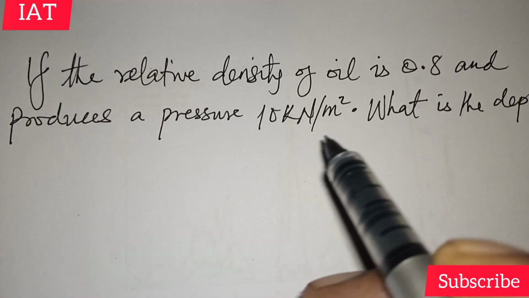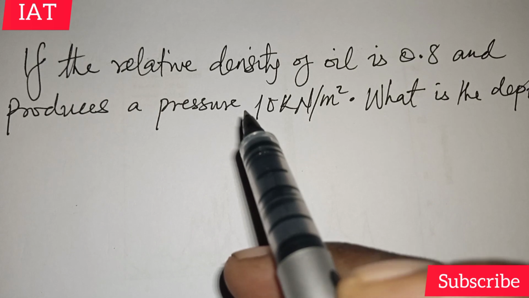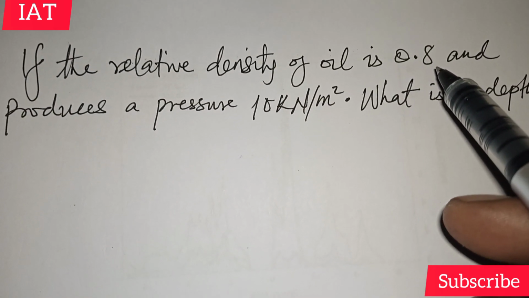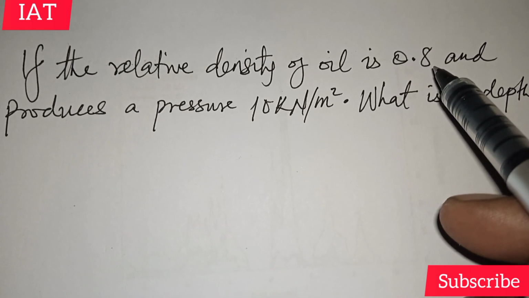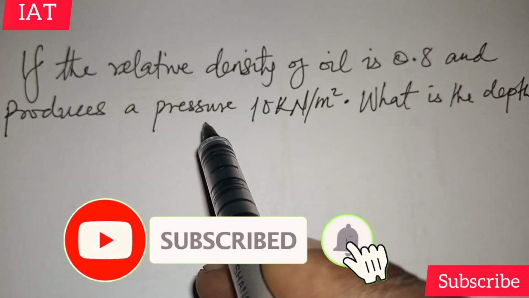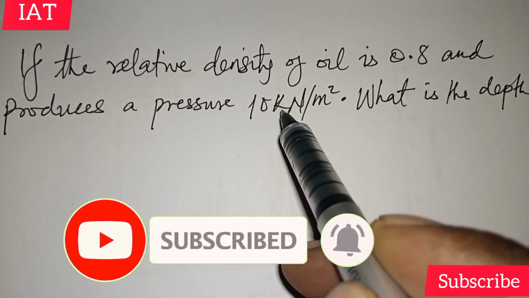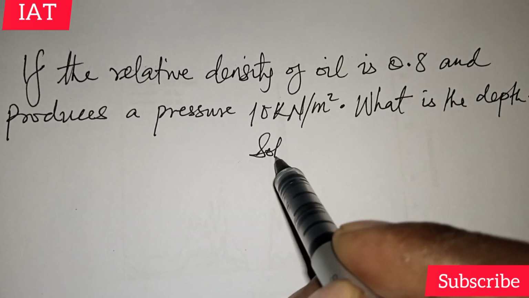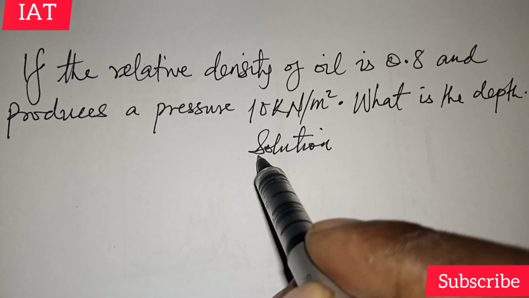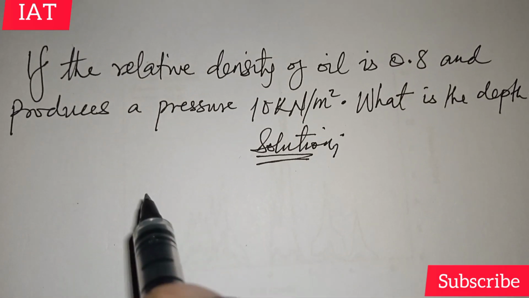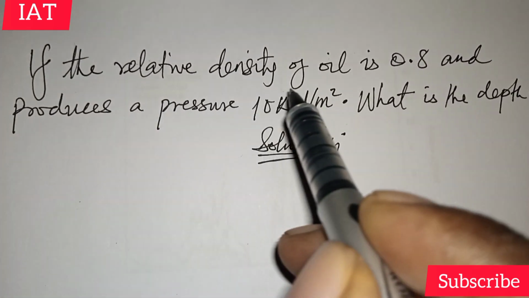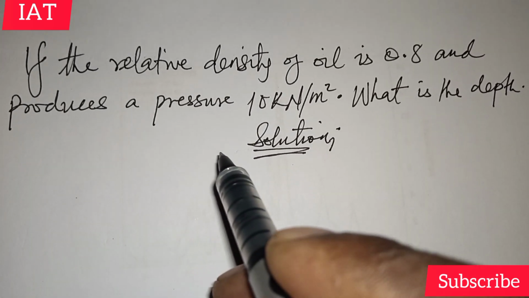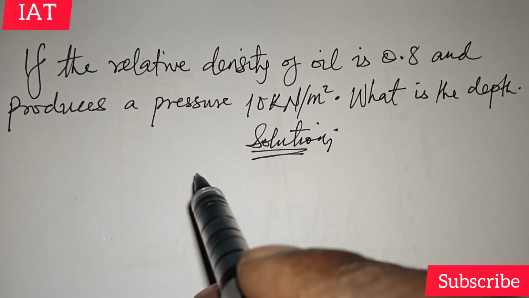In this physics video tutorial, I want to consider this problem under fluid mechanics. If the relative density of oil is 0.8, I think this should be in gram per cube meter, and produces a pressure of 10 kilonewton per meter square, what is the depth? The way I like students to go about physics problems is to ensure that the necessary parameters given in the question are captured first before knowing the formula that relates all the parameters together.